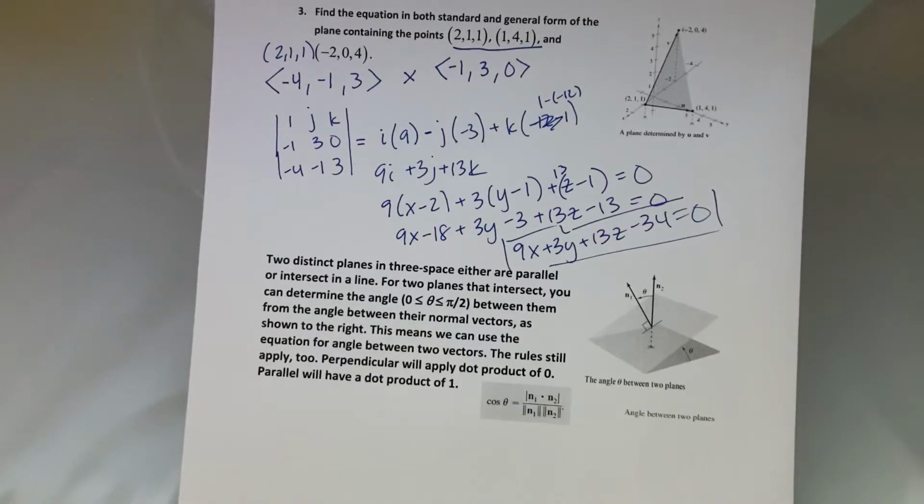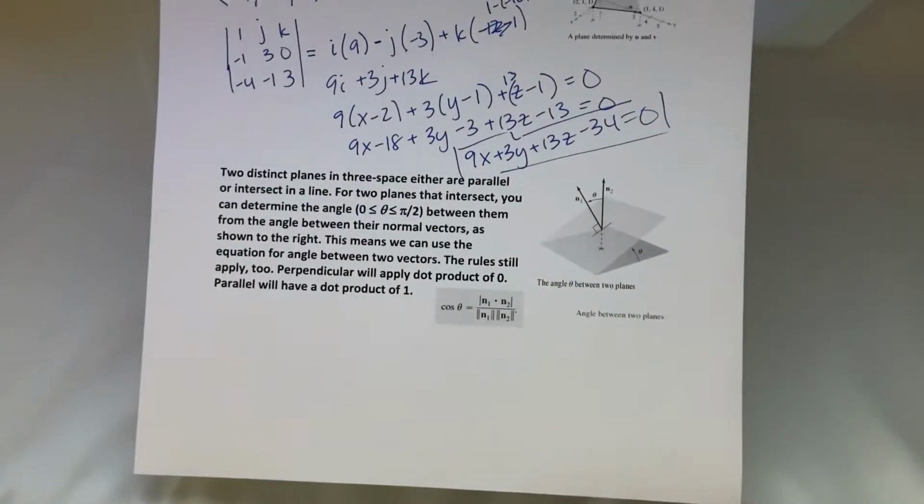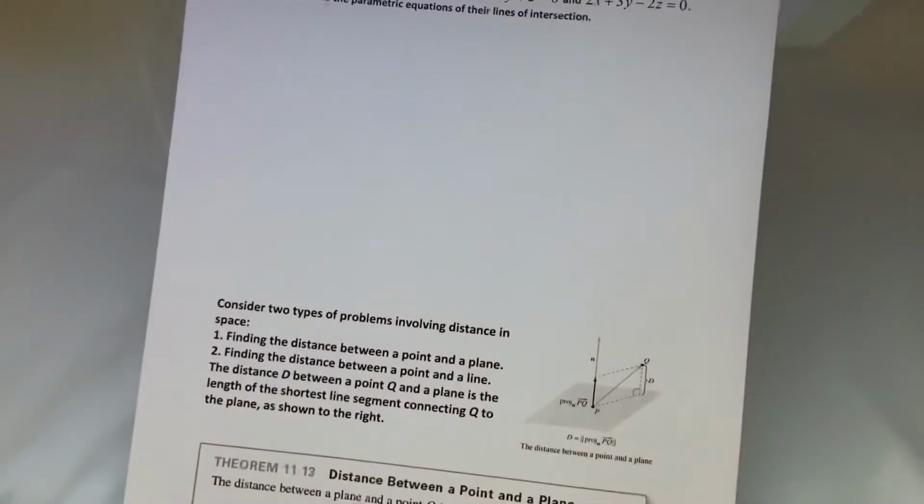So we can determine the angle between two planes by determining the angle between the two norms to the plane, because if the two planes are, say, 30 degrees apart, the norms, which are orthogonal to them, should also be the same 30 degrees apart, as pictured here to the right. This means we can use the equation for angle between two vectors, because the norms are vectors, which means we can use some rules we previously did, where the cosine of theta equals the absolute value of n1 dot n2, the dot product of the two norms, divided by the magnitude of the two norms. So let's do that in a problem.